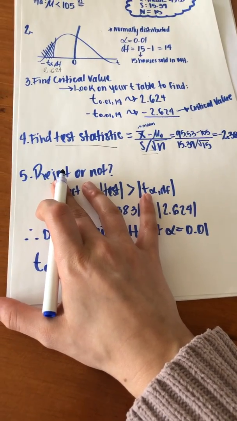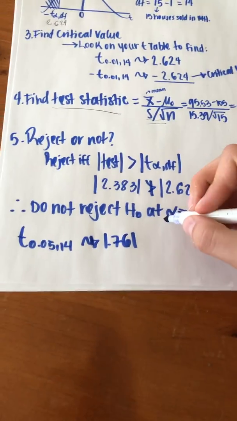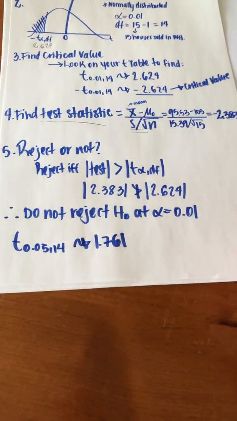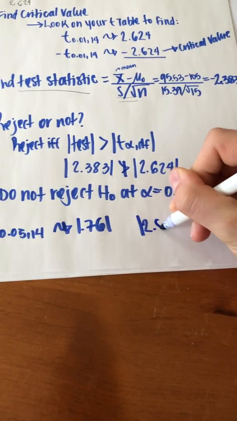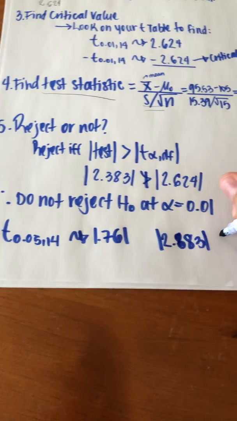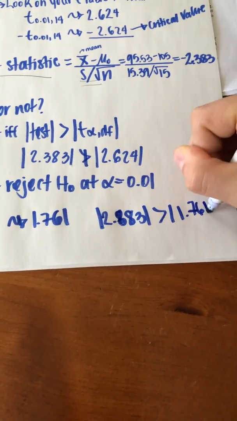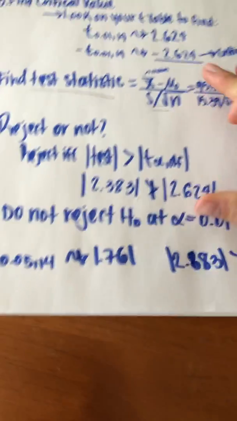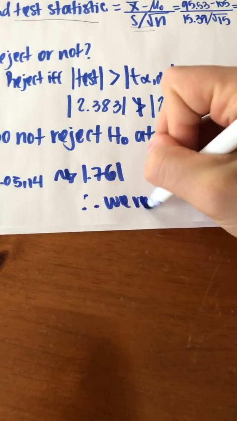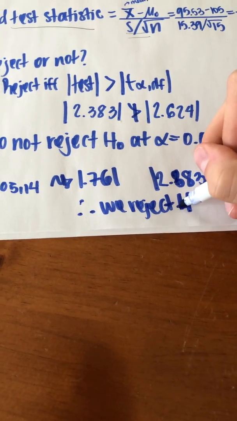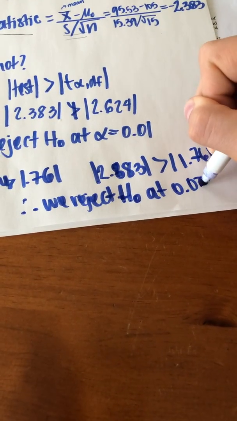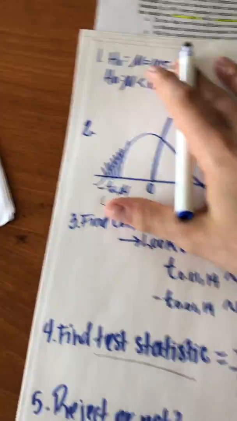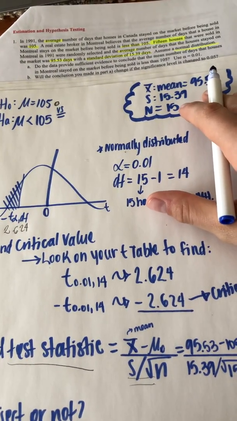But when we check if we reject or not, it's gonna change, because remember, it's always absolute value of the test statistic and absolute value of the critical value. So in this case, it is still 2.383 greater than 1.761. And in this case, it is true that the test statistic is greater than the critical value. So our conclusion, we reject H0 at 0.05. Okay, so to answer our question here, our conclusion will change if the level of significance is 0.05 instead of 0.01.